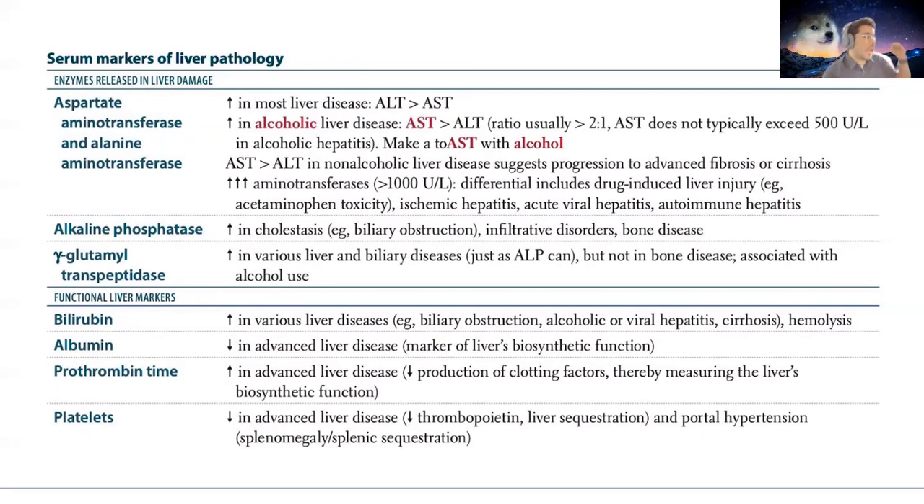If they tell you AST and GGT are elevated, guess what? The patient's been chugging alcohol, okay? Bilirubin, albumin, prothrombin, and platelets are also typically measured in parallel just to make sure that these patients' livers are still functioning or if there's some kind of biliary obstruction, okay?